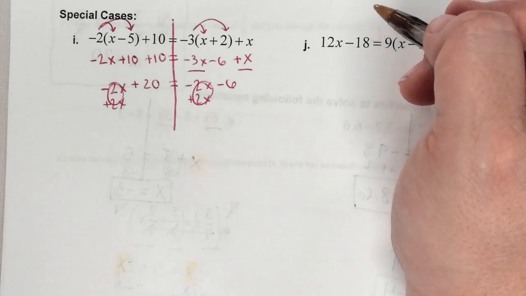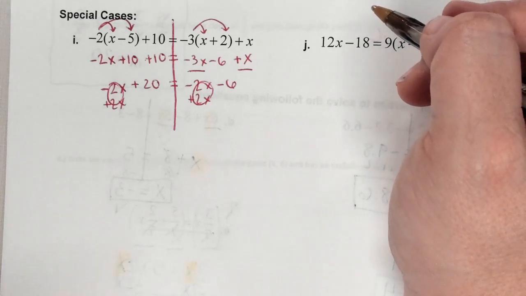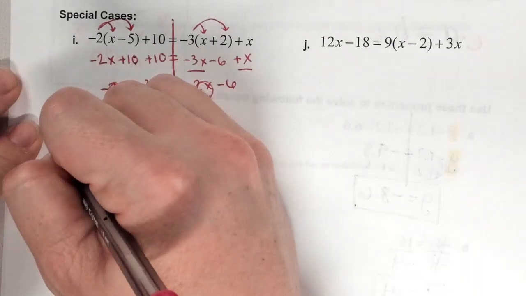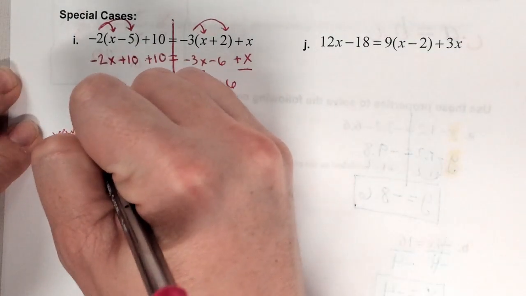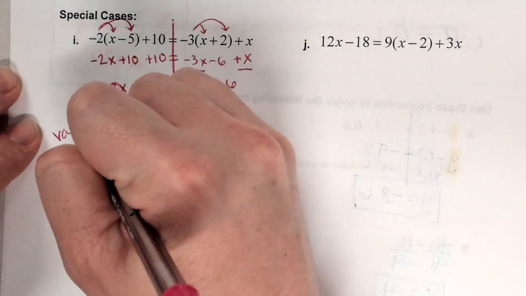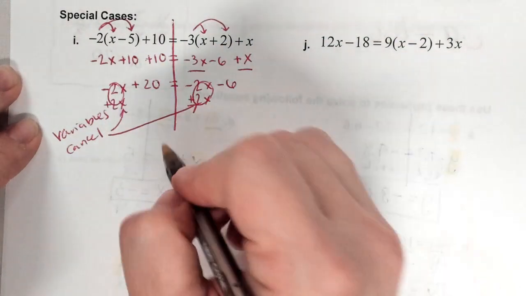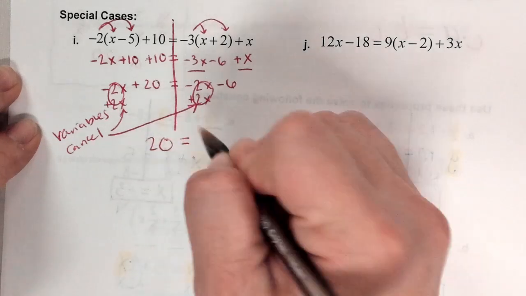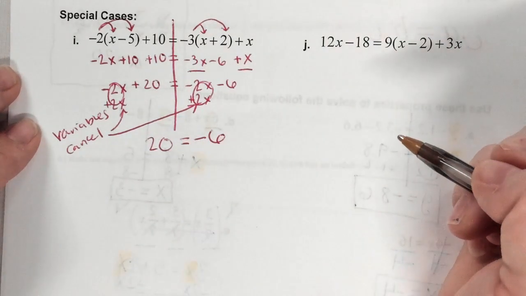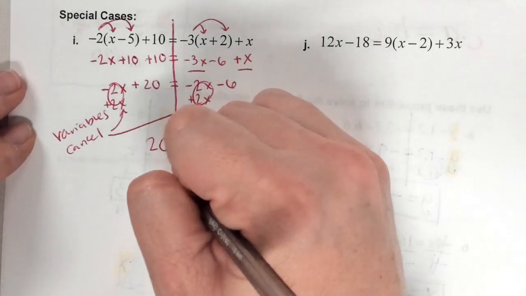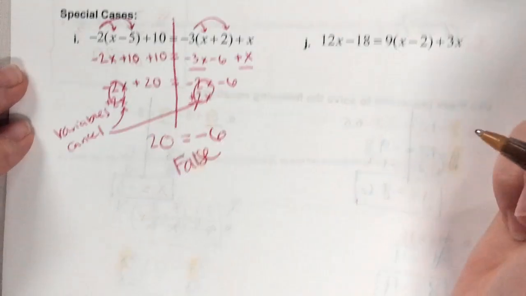Earlier, when we canceled out, we still had another letter, so it didn't matter, right? Both of my letters canceled. The variables cancel. And what's left? 20 equals negative 6. Is that true or false? False. So what do you think your solution is?